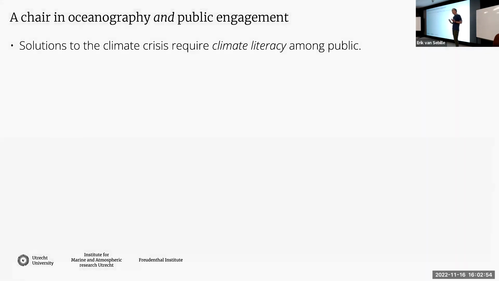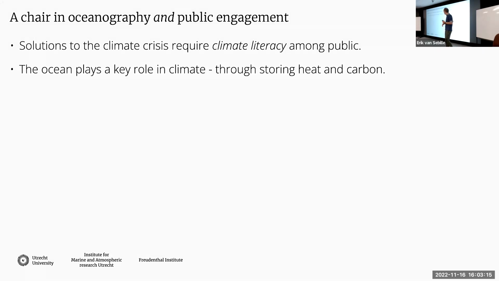It all starts with the idea that we are in a climate crisis, and solutions to the climate crisis rely on at least some form of climate literacy among the public. That will not solve it all. It's not the sufficient condition, but it is certainly a necessary condition. And the ocean plays a key role in climate, through storing heat, storing carbon, moving plastic around. So the ocean is certainly an important part of the climate.